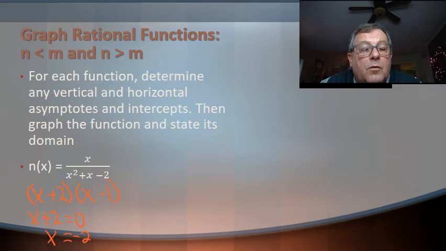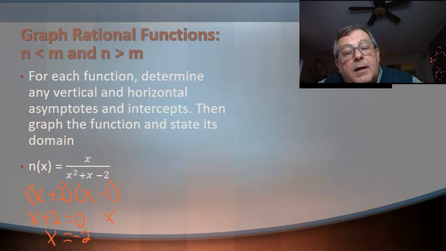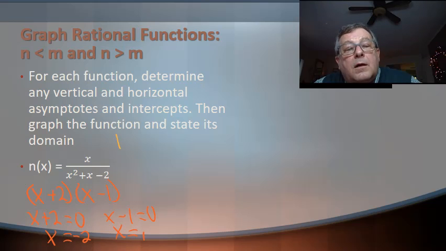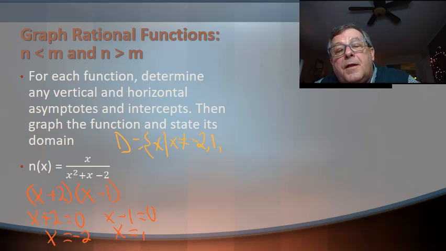I'm expecting a vertical asymptote and a domain restriction at negative 2. And I got x minus 1 equals 0. And solve that, so x is 1. Let's go ahead and state our domain. I got our domain equals x such that x cannot equal negative 2 or 1. But other than that, x is an element of all real numbers.